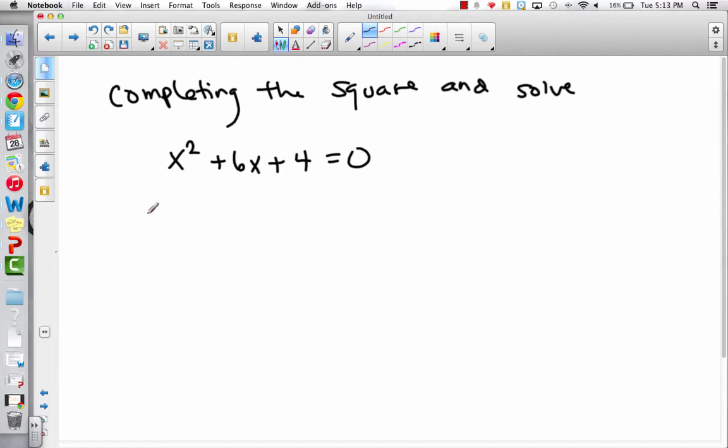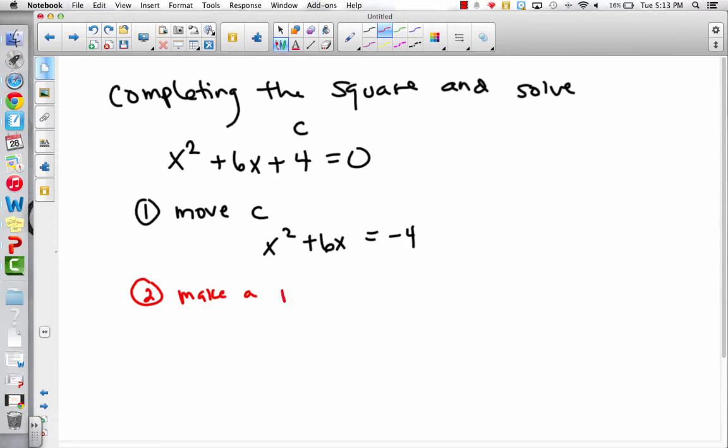Okay. So step 1 for this problem is to move your c value over to the other side. So when we move c, we're going to get x squared plus 6x equals negative 4. So we just move the negative 4 over to the other side. From here, we're going to go ahead and do what we just did with the perfect square trinomials. Okay, so step 2 is to make a perfect square trinomial.